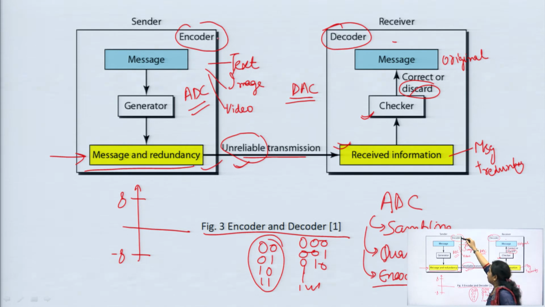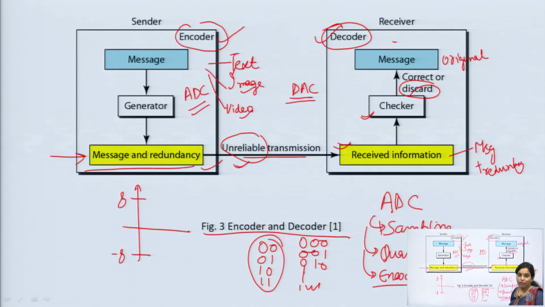At the sender you have to use the encoder, at the receiver you have to use the decoder. At the sender you have to generate the particular message, which will be in analog form. It can be a 1D signal, meaning text, a 2D signal, meaning an image, or a 3D signal, which is a video.